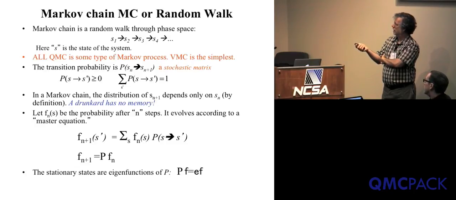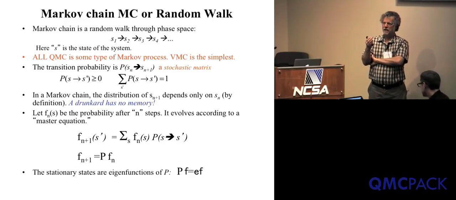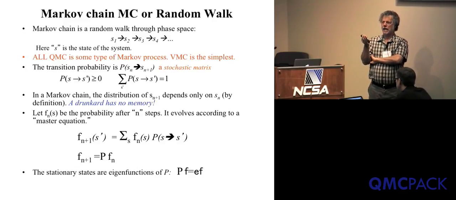So this index here describes the Monte Carlo time, that is the iteration. So you start out at state 1, and then you move to state 2, state 3, state 4, and so forth. And a Markov process means you just have an a priori probability of moving from one state to another. That is, you have a rule.